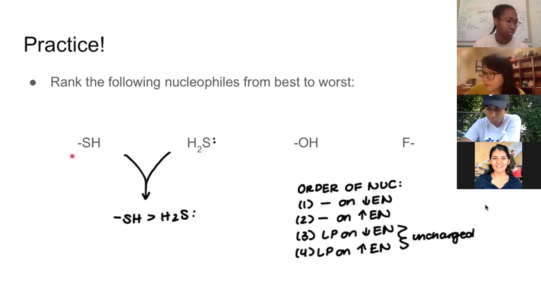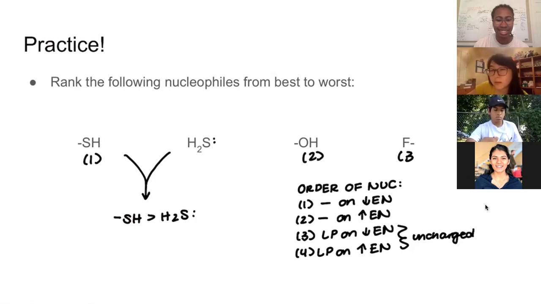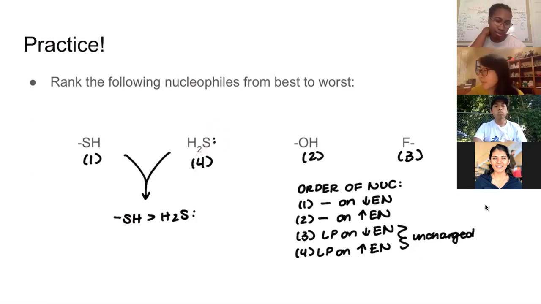Between sulfur, oxygen, and fluorine, which one is the least electronegative? Does anyone want to shout it out? Sulfur. Yes, exactly. Thank you, Arifa. It's going to be sulfur. So this guy is going to be number 1. Oxygen is going to be less electronegative than fluorine. So 2 and 3. This last guy is going to be 4. And you might be like, okay, what the heck? Like, he is a sulfur, though. Just remember that he is also uncharged. So he's going to fall down here around 3 or 4. He's the only uncharged one, so we're going to go ahead and put him on 4.